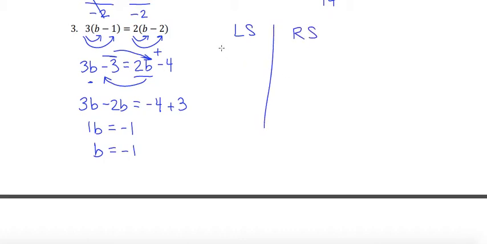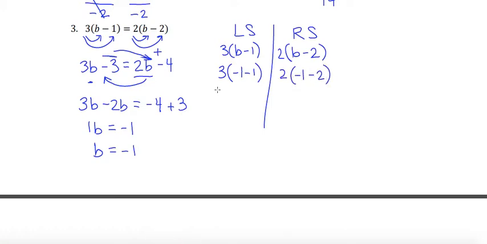On the left-hand side of my equation, I have 3 times b minus 1. On the right-hand side, I have 2 times b minus 2. I'm going to substitute in the value of negative 1 for my b. So I have 3, and then negative 1 subtract 1, and 2, negative 1 subtract 2. Simplify what's inside of my brackets. Negative 1 subtract 1 gives us negative 2. Negative 1 subtract 2 gives us negative 3.